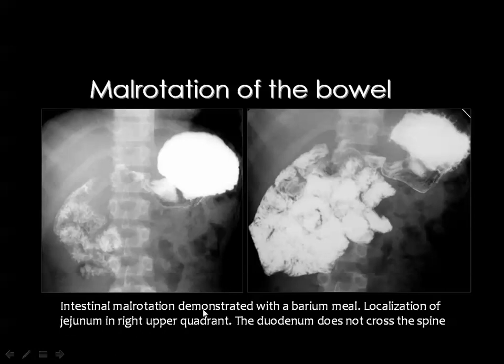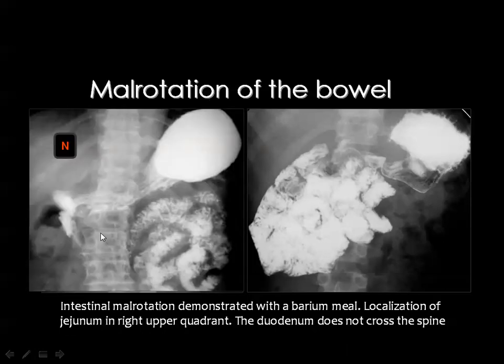This is an example of malrotation of the bowel. You see the duodenum and the proximal jejunal loops in the early film, and later on they are also located to the right of the spine. This is an indication of malrotation of the bowel. This is the normal appearance: the stomach, the duodenum, and the duodenojejunal junction is to the left of the spine.